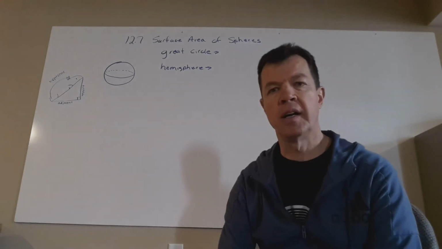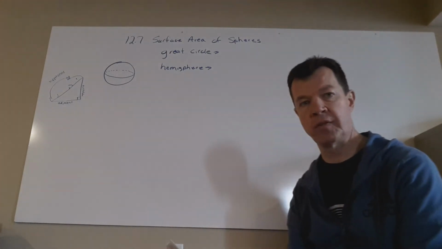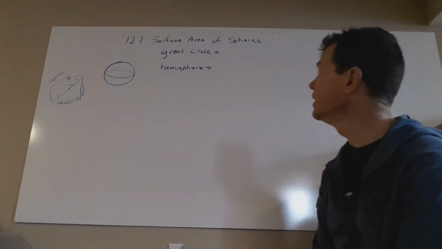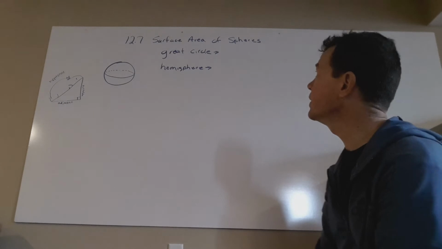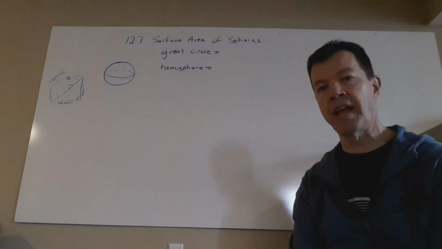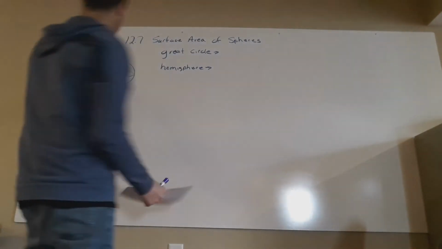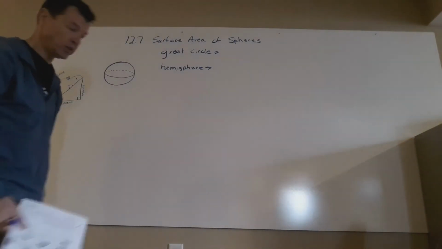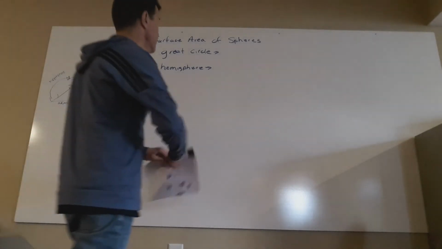All right, we're on the last section of chapter 12, 12.7, which is dealing with surface area of spheres. I want to give you a few definitions: great circle and hemisphere. A great circle is, if you have your sphere, or your ball actually, the easiest way to think of it would be like the equator.